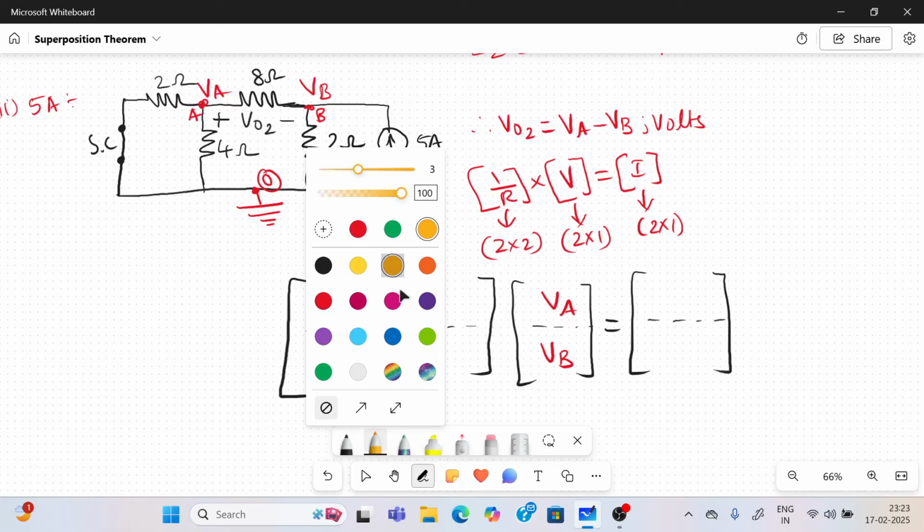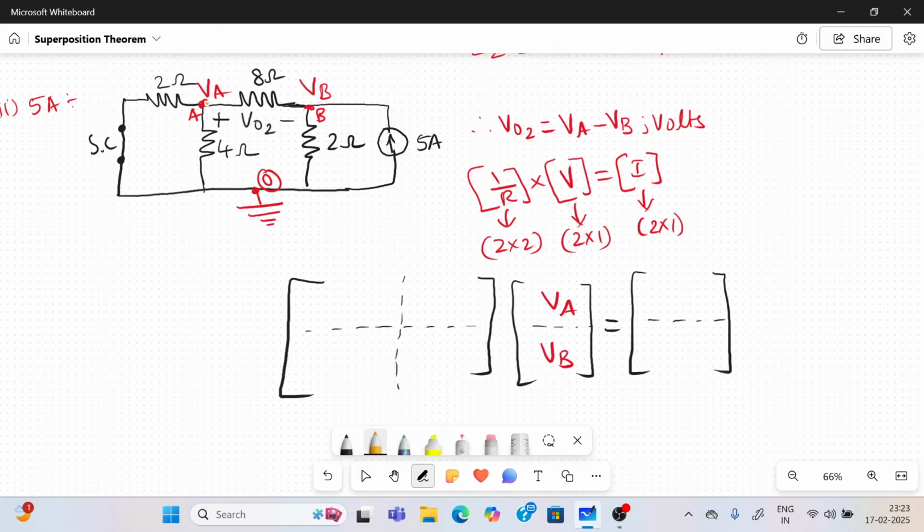What are the values now? Node A has 3 resistances, 2, 4, 8. So 1 by 2 plus 1 by 4 plus 1 by 8. Next, for the second one, only 2 resistances, 8 and 2. So 1 by 8 plus 1 by 2. Node B has only 3 elements, and out of 3, 1 is the current source. Leave it. Only the resistances should be taken as reciprocals, 1 by 8 and 1 by 2, and we can add.